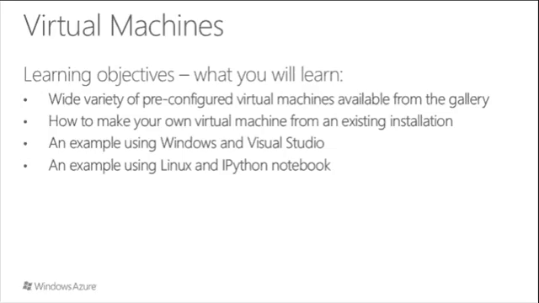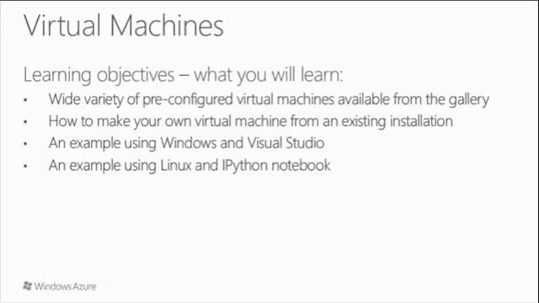So let's get started. Here are some of the learning objectives that we have today. One is that I want to help you understand that we have a variety of pre-configured virtual machines that are available from the gallery, from our Windows Azure portal. And we want to show you how you can take your own virtual machine from an existing VHD or installation from your on-premise and move that onto the cloud.